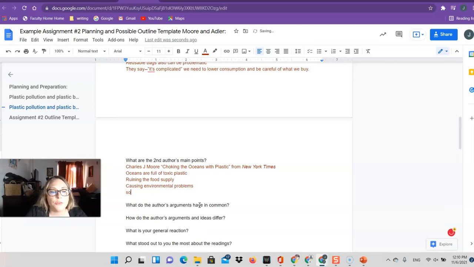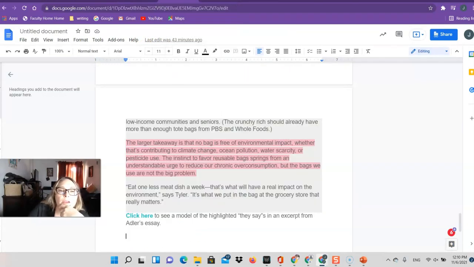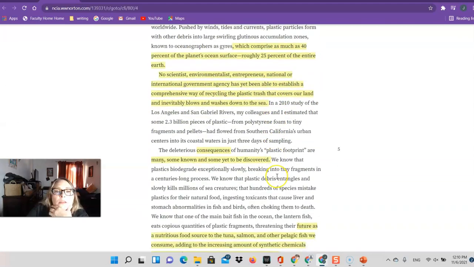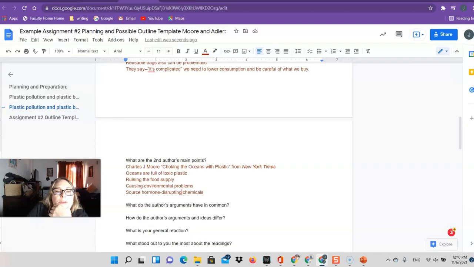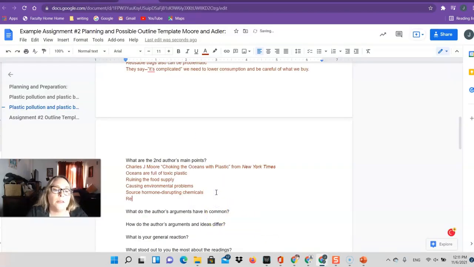It's a source of hormone disrupting chemicals. Okay, and then if we go back, he has some other things that he majorly talks about. Sorry, wrong essay. He talks about, oh, recycling is a problem, right? Recycling is a problem.